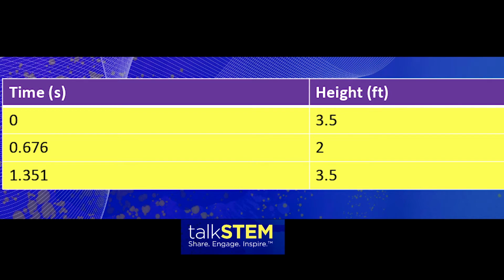This table should have one column for the time in seconds and one column for the height in feet. At 0 seconds, the swing is 3.5 feet above the ground. At 0.67 seconds, the swing is 2 feet above the ground. And finally, at 1.35 seconds, the swing is at 3.5 feet above the ground again. So using these measurements, let's create our function.